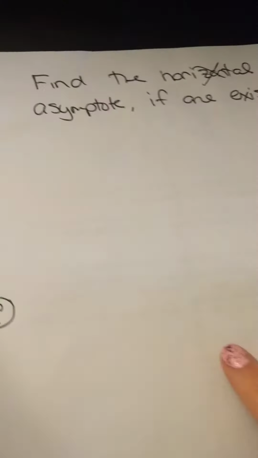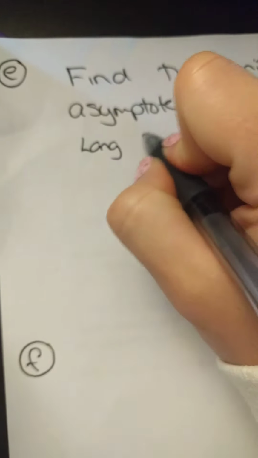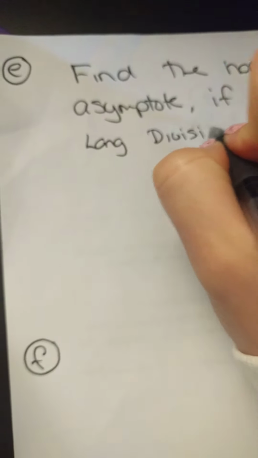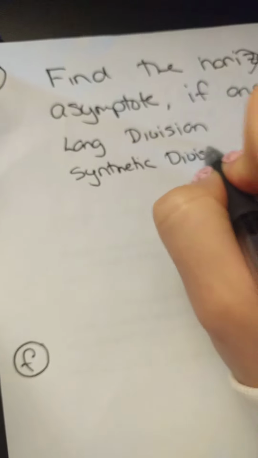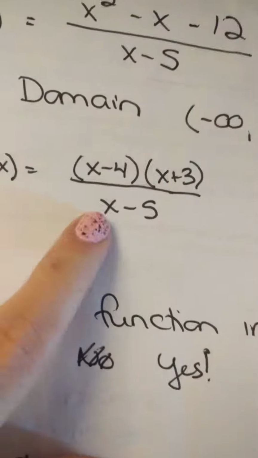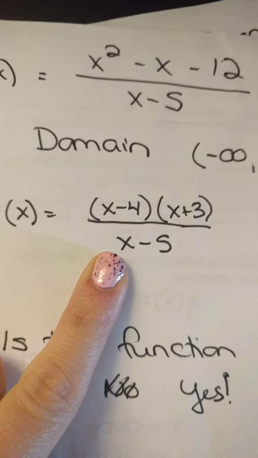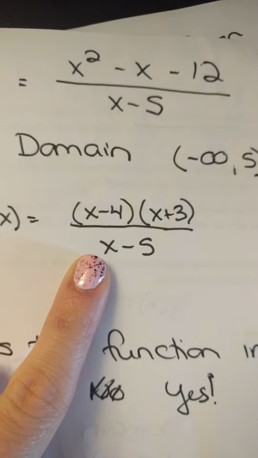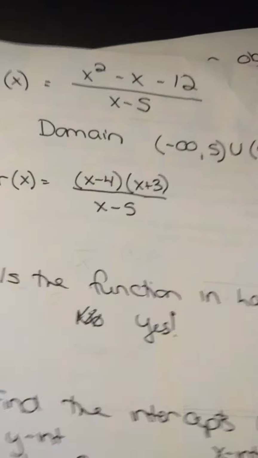So to find the oblique asymptote, you can either use long division or, I hope I spell this right, synthetic division. Either one will work. If what you're dividing by is of the first degree, you can use synthetic division. If it's a 2 or higher, you have to use long division. So this one's pretty nice. I'm going to go ahead and use synthetic division.